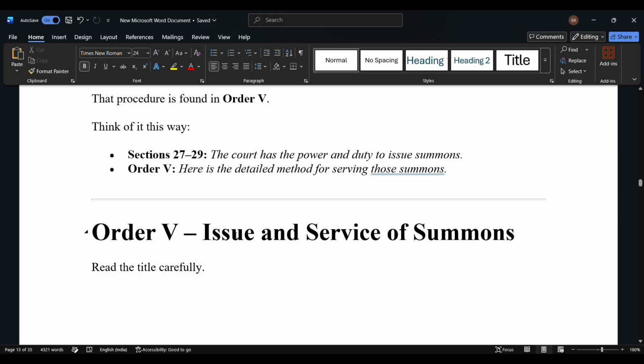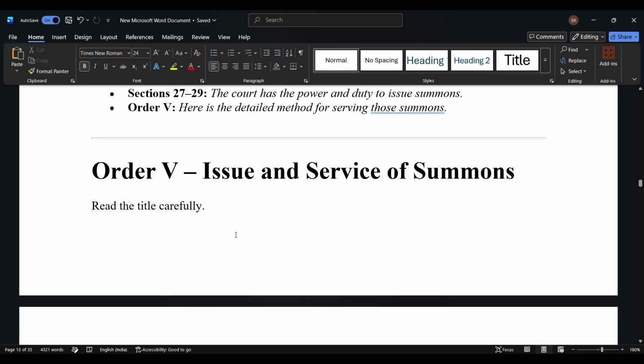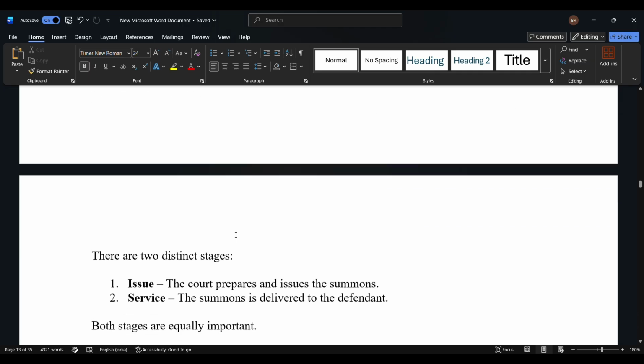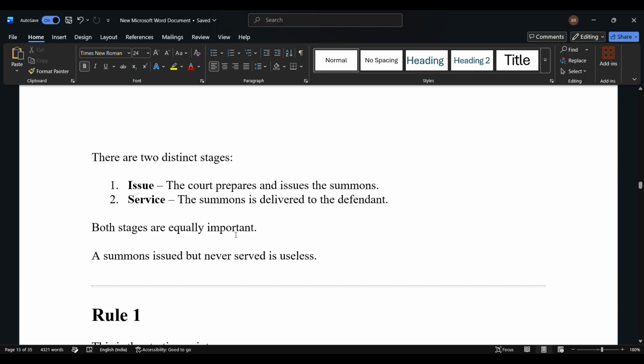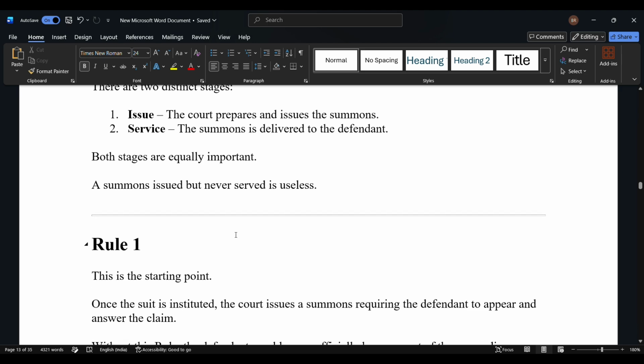Read the title carefully. There are two distinct stages. Issue, the court prepares and issues the summons. Service, the summons is delivered to the defendant. Both stages are equally important. A summons issued but never served is useless. Rule 1. This is the starting point.